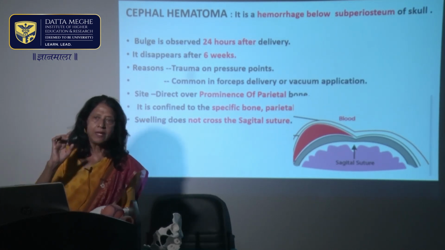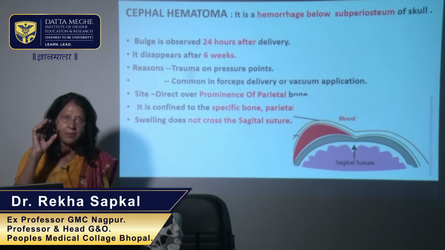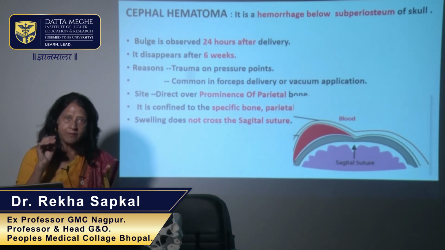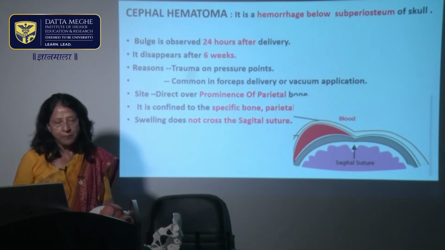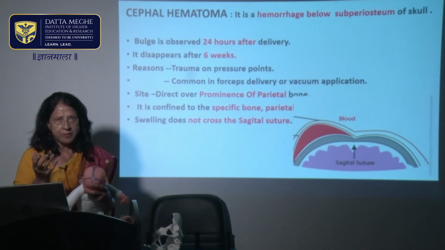Whenever there is a fracture elsewhere, what does the orthopedician do? They keep the plaster for 6 weeks. So, remember whenever there is hemorrhage, whenever there is trauma, the hematoma takes at least 6 weeks to get absorbed. So, after 6 weeks it will dissolve. It disappears by 6 weeks. It is a concealed, sealed hemorrhage, so no treatment is required.